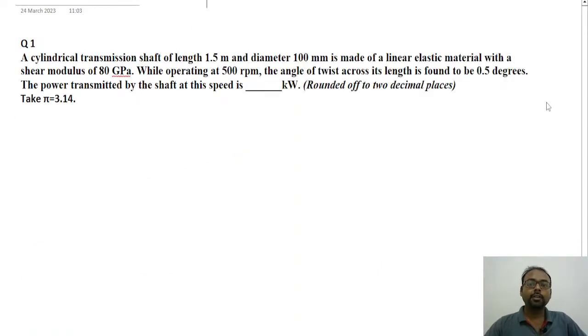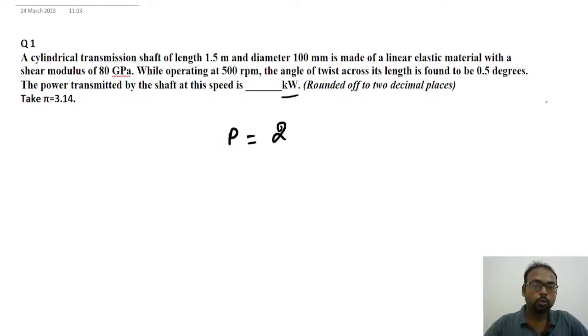This is question number one that has been asked in the strength of material paper. A cylindrical transmission shaft of length 1.5 meter and diameter 100 mm is made of linear elastic material with a shear modulus of 80 gigapascal while operating at 500 rpm. The angle of twist across its length is found to be 0.5 degree. The power transmitted by the shaft at this speed is. So what we have to find out here is the power.